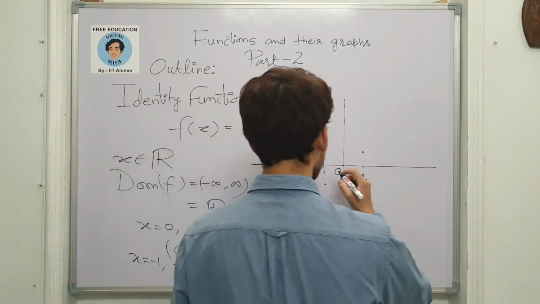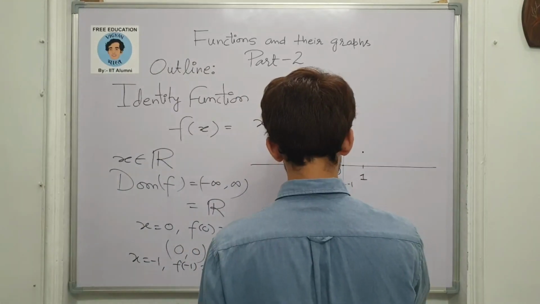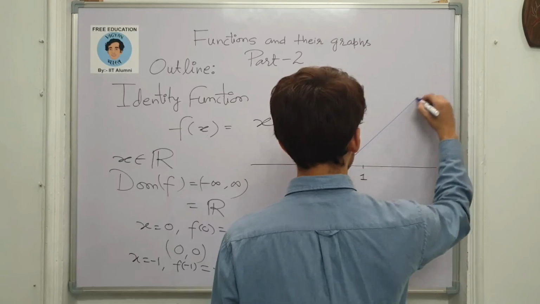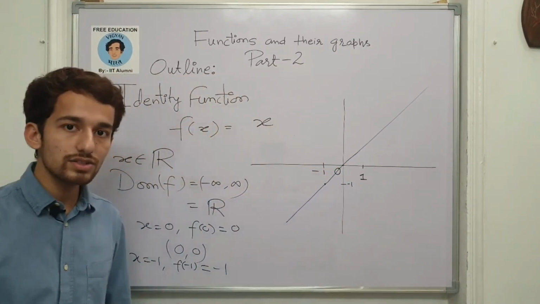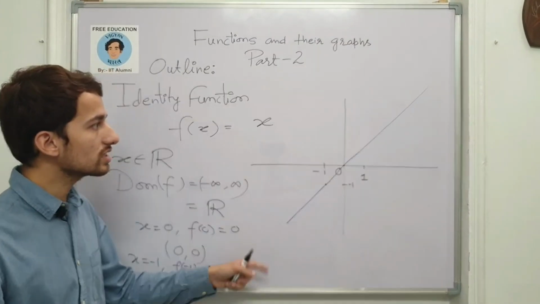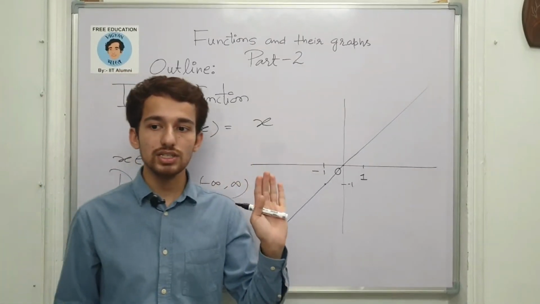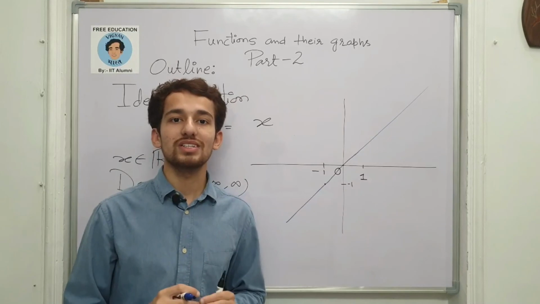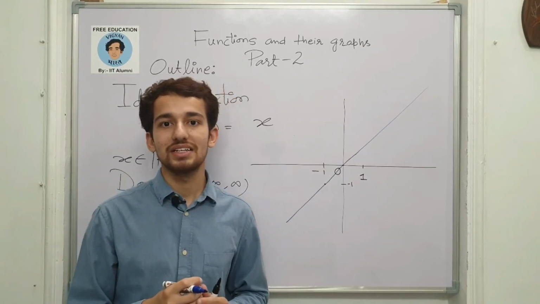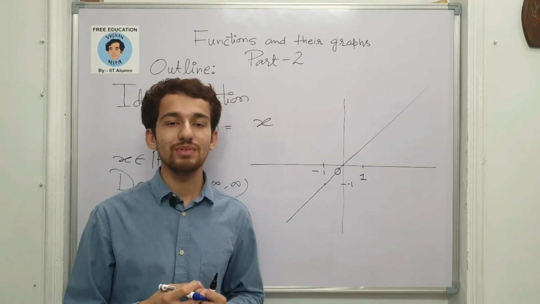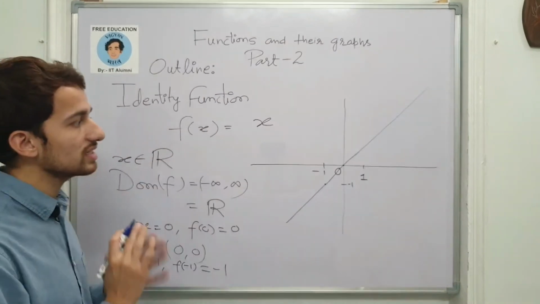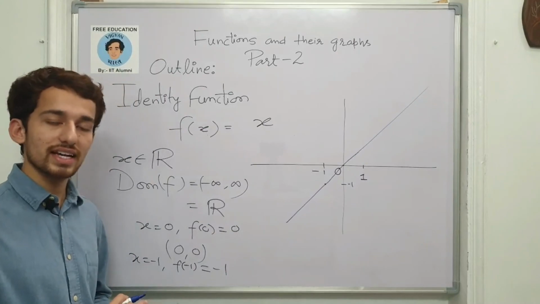The graph will be a straight line, something like this, a straight line passing through the origin. So such a function is called identity function, and it is of very important interest to us because in the coming chapters later on, this function will be very helpful for us. So that's how this function is defined. So now let's move ahead to the next outline.